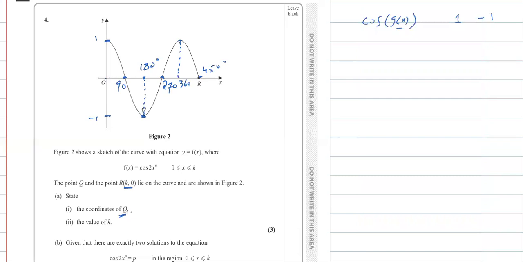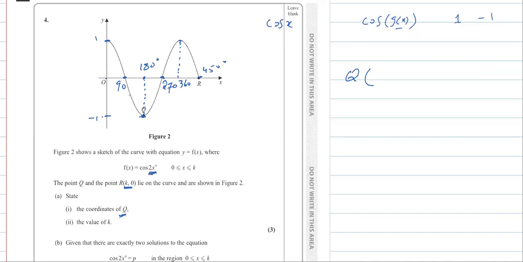So first part, the coordinates of Q. Now clearly you can easily write the coordinates of Q. This one is -1, and the horizontal value is 180 degrees. But those values would be when you have cos of x. This is for cos of x, but right now we have cos 2x.